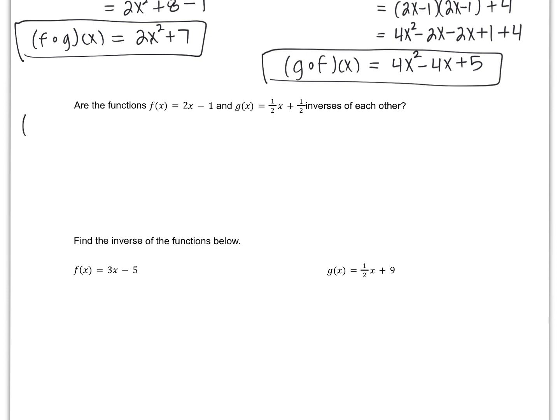I'm going to start with f of g of x. So we're going to have 2, and then I'm going to replace the x with my second equation, g, which is 1/2 x plus 1/2.